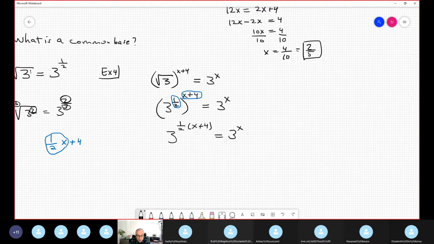Okay, again, the same situation. We have two exponentials, and the base is the same. Therefore, the exponents are the same, and you copy them separately: 1/2 times x plus 4 equal x.